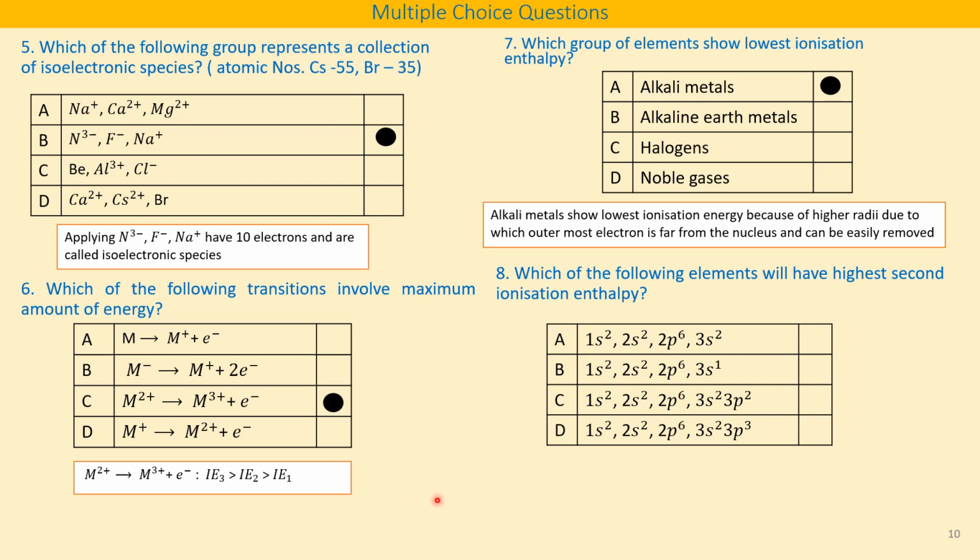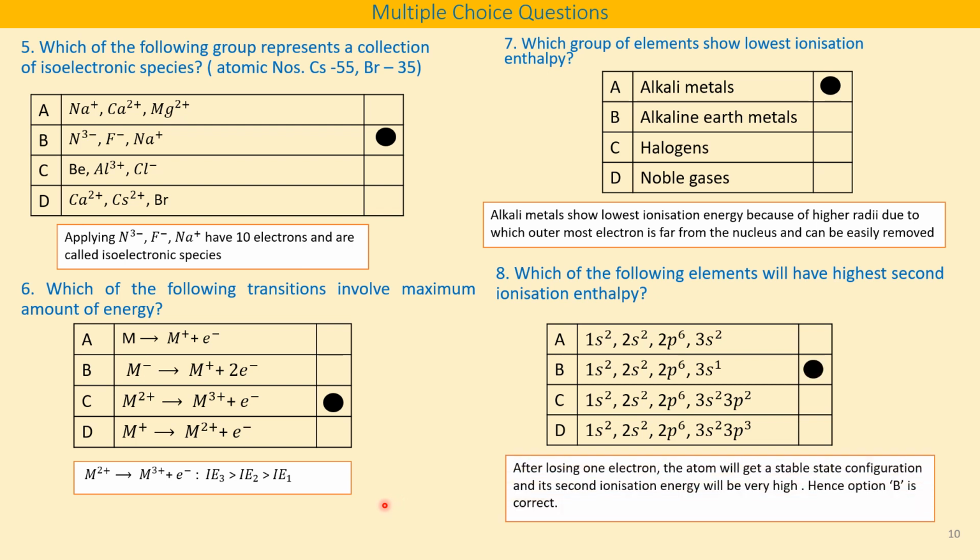After losing one electron, the atom will get a stable configuration and its second ionization energy will be high. Hence option B is the correct answer. Please mark it. Next question.